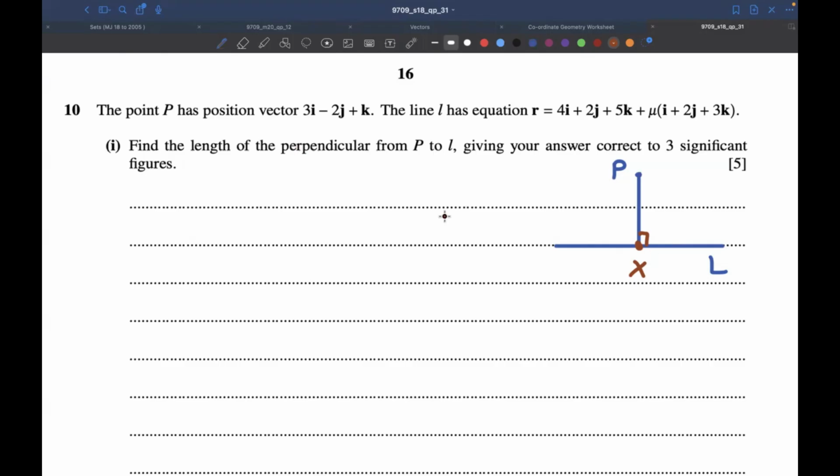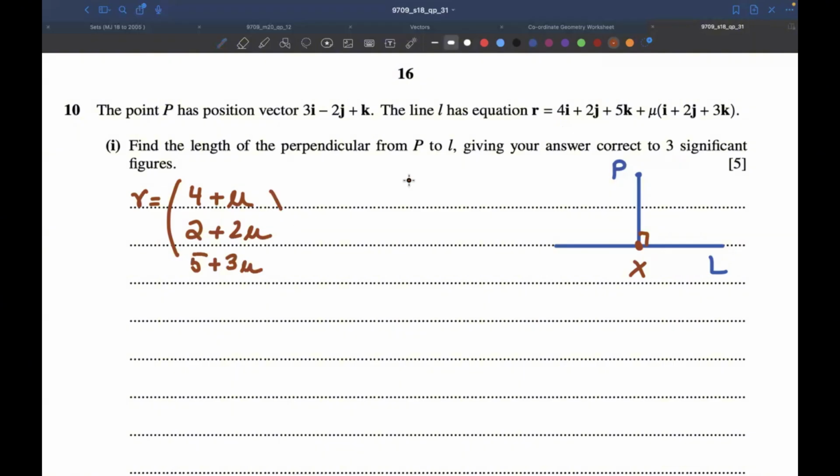To find the coordinates of X, we know that the equation of the line can be written in this form. So this is 4 plus μ into i, that will be 4 plus μ. 2j plus μ into 2j will become 2 plus 2μ, and this will become 5 plus 3μ.